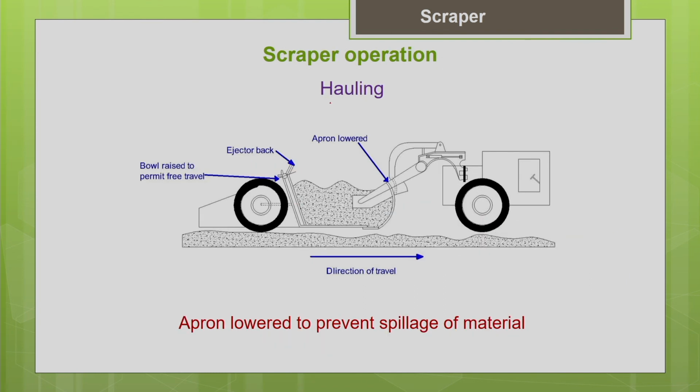So, next is hauling. Once a bowl is full, so now you can just raise your bowl and you have to just carry the material in the bowl. Okay, you are going to haul it. So, bowl is raised so that you can permit free travel of your machine. So, now also you can see the ejector is in the rear end only. Now, you are lowering your apron. So, why should we lower the apron? So that we can avoid the spillage of the material out of your bowl. So, the apron is lowered to prevent the spillage of your material during the hauling operation.